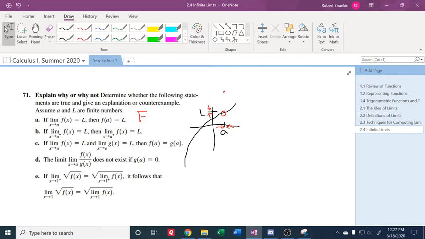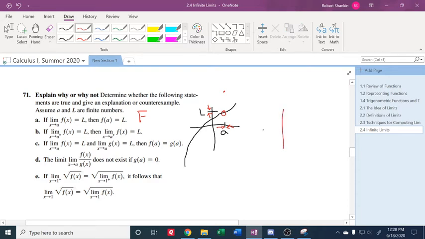So we have it as false because if f of x as x approaches a is equal to L, then you know that both one-sided limits are also that limit, but it can't be the other way around. Gotcha. And what might the graph look like?